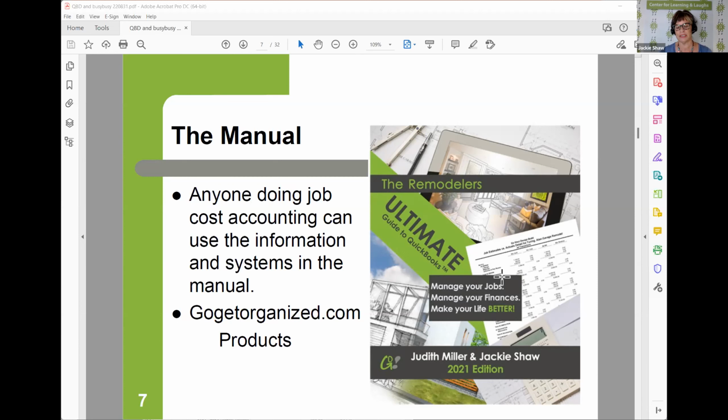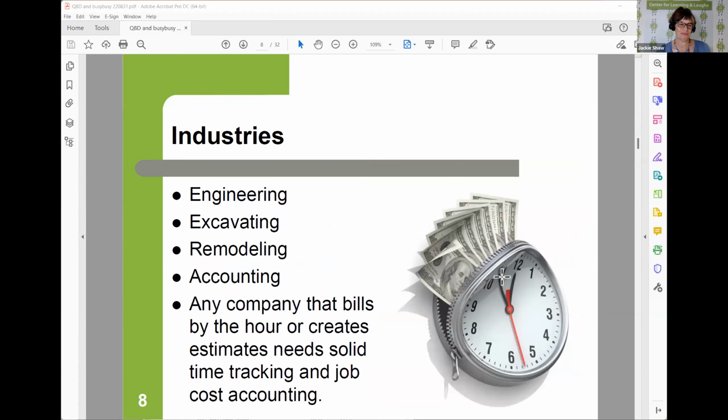The next version of this book is going to be released in 2023, and it is going to include a chapter on how to use BusyBusy for time tracking. So watch for that. In the meantime, this manual is very valuable, explaining all things related to job costing. While it says remodelers here, I would say anyone that's doing job costing would really benefit from this manual and reading through it and fully understanding how the financials are impacted by job costing. Okay, so that's a resource for all the things we're not going to talk about.